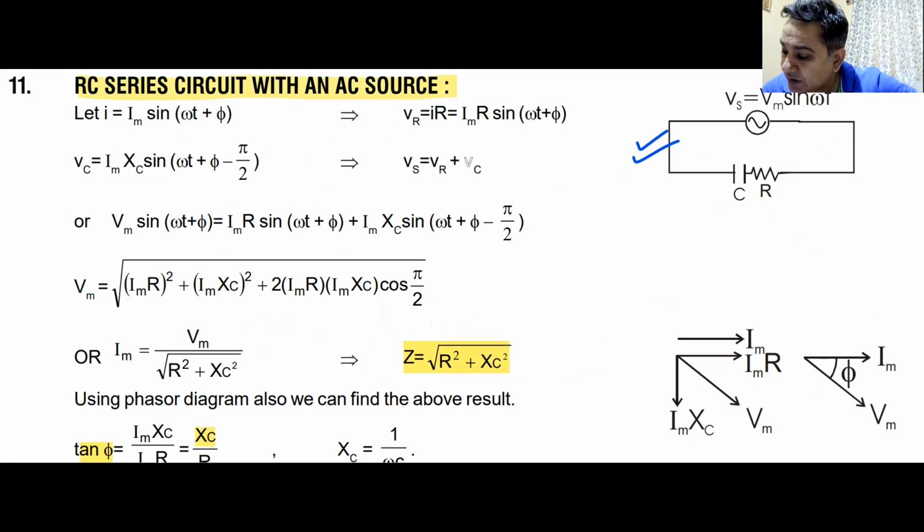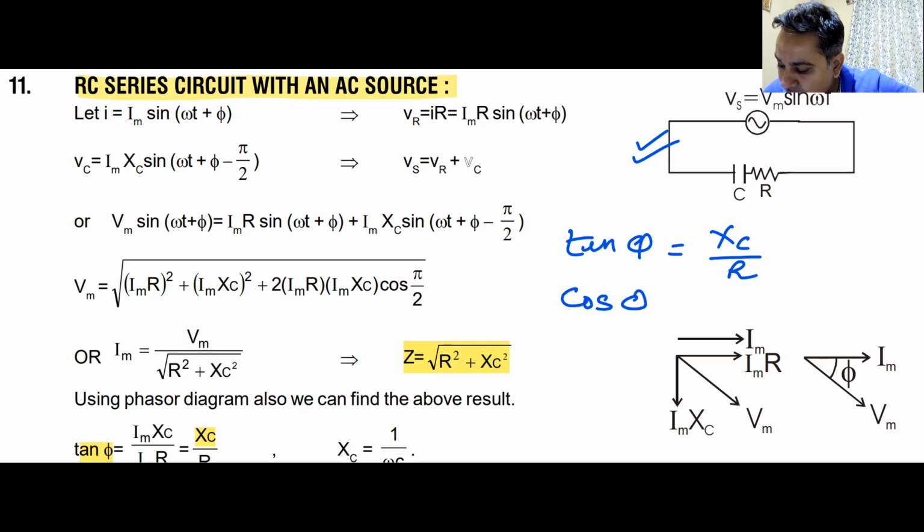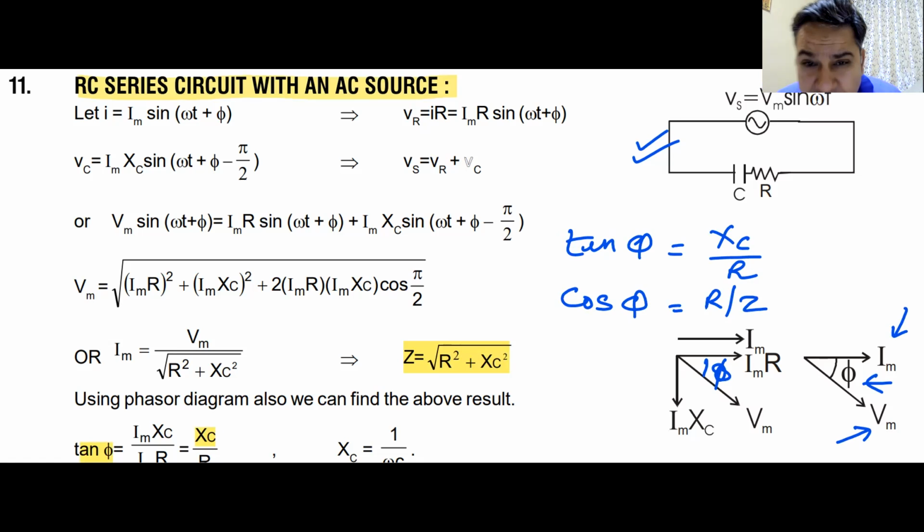If you don't see this, I will write it here. Tan of this phi is XC divided by R. Remember, cos of this phi is always equal to R divided by Z. And as you can see here, current is leading and voltage is lagging. The angle is phi. So these are the only things that you need to note down in this entire thing.